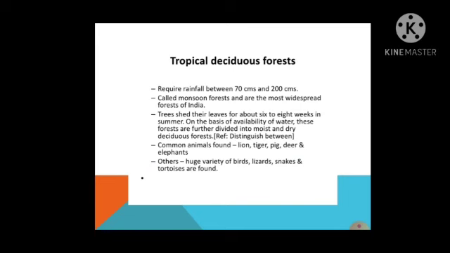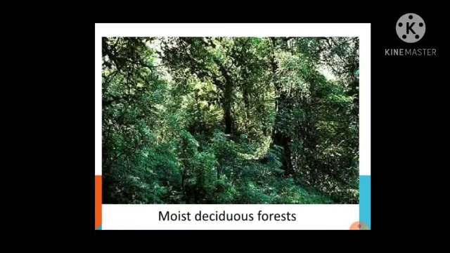Trees shed their leaves for about 6 to 8 weeks in summer. On the basis of availability of water, these forests are further divided into moist and dry. Common animals found here are lion, tiger, pig, deer and elephants. A huge variety of birds, lizards, snakes and tortoises are also found here. Here you can see the picture of a deciduous forest.